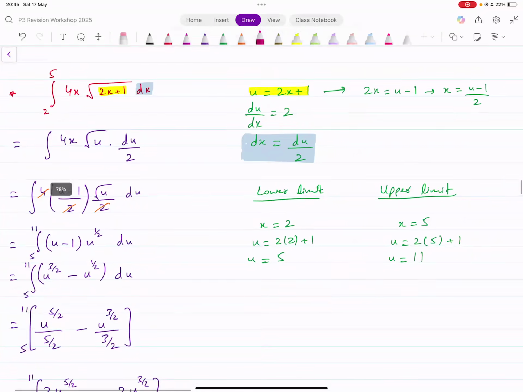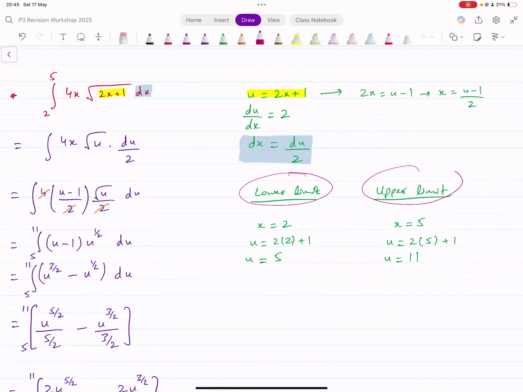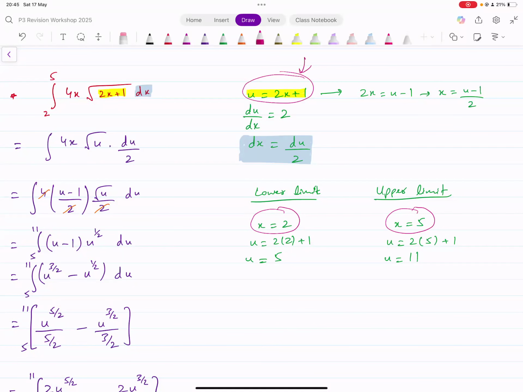You would clearly write down what the lower limit is and what the upper limit is. This is very important, that you clearly write down the lower and the upper limit separately. What's the lower limit? Lower limit is x equals 2. Upper limit is x equals 5. Use that substitution now, u equals 2x plus 1, to find the corresponding u values. And u turns out to be 5 for the lower limit, 11 for the upper limit.